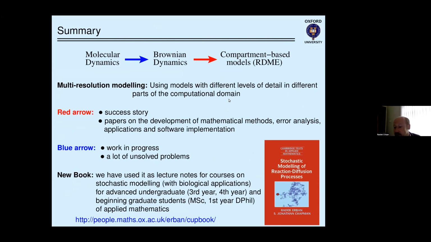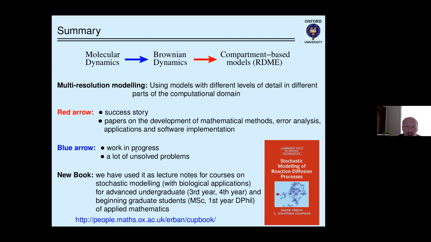So I'll just summarize my talk. I discussed in this talk multi-resolution modeling, which is all about using models with different levels of detail in different parts of the computational domain. This red arrow is our success story, because we have papers on the development of mathematical methods and error analysis, but also on application and software implementation, and the blue arrow is work in progress. It's how to introduce more molecular level detail to this Brownian dynamics model through multi-resolution modeling.